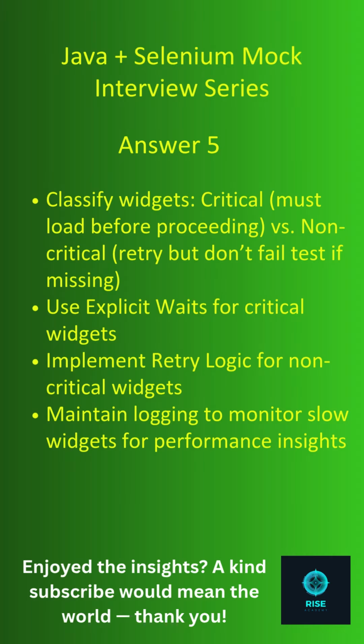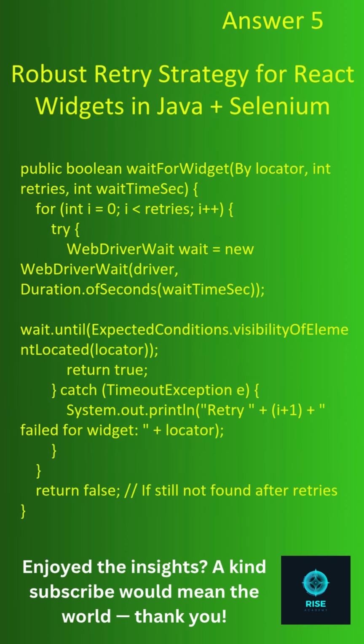So, here's what I did. I redefined our test approach to classify widgets into 2 groups, critical and non-critical. For critical widgets, we used explicit waits to ensure they were ready before checking the data. For non-critical widgets, I introduced a retry mechanism with a tolerance, meaning if they didn't load on the first attempt, we'd try again after a short pause, but we wouldn't fail the whole test if they still didn't load.